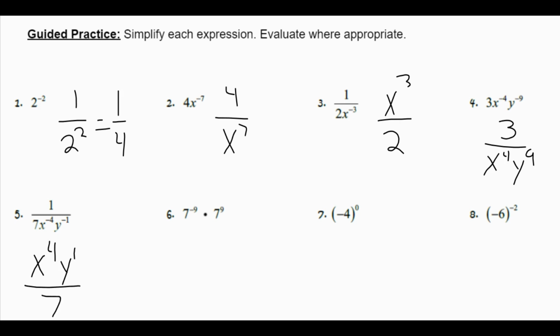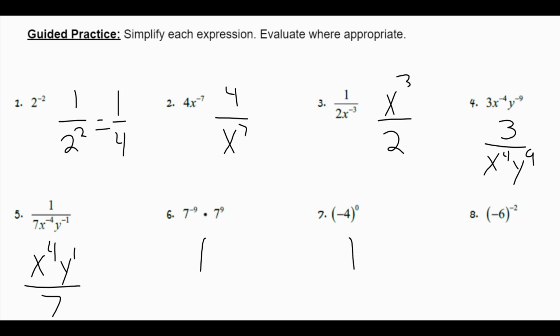Number 6, 7 to the negative 9 times 7 to the positive 9. This is a multiplication of exponents. When I multiply exponents with the same base, I add their exponents. Negative 9 plus 9 would be 0. So this is 7 to the 0, which is just 1. Number 7, negative 4 to the 0, anything raised to the 0 power is 1.